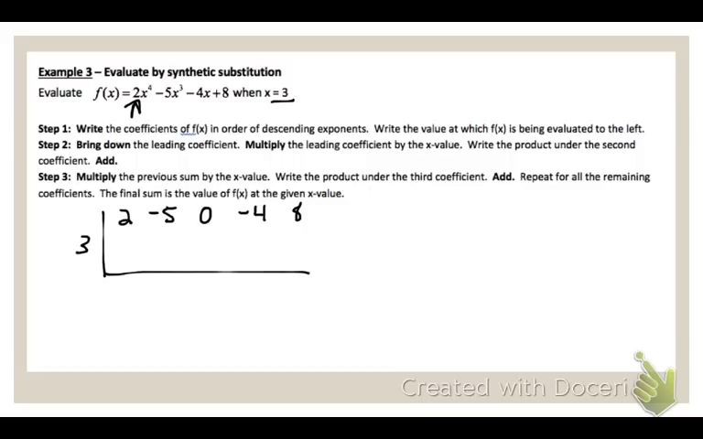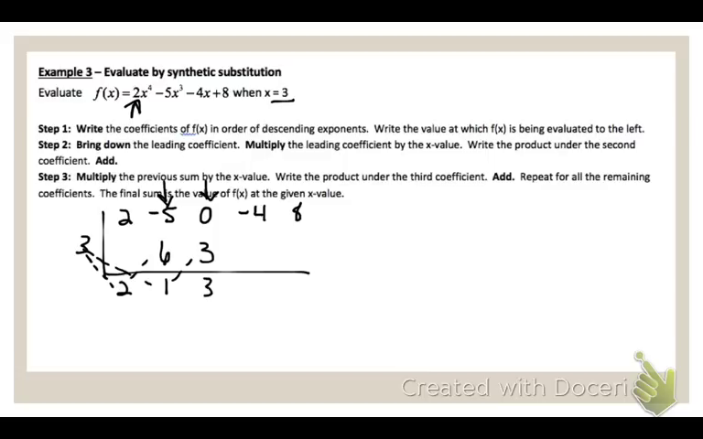Then this is the way the method goes. You're going to bring down that leading coefficient, put it underneath your little organizer. Then you're going to multiply that value that you're plugging in times the leading coefficient. You're going to put it up under the next term, so that would be 6. And then you're going to add here in the vertical, so -5 plus 6 is 1. Then we're going to multiply diagonally, so 3 times 1 is 3, and that goes up here, and then we're going to add on the vertical.